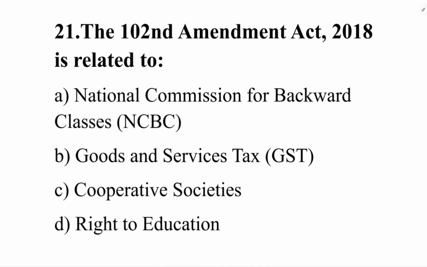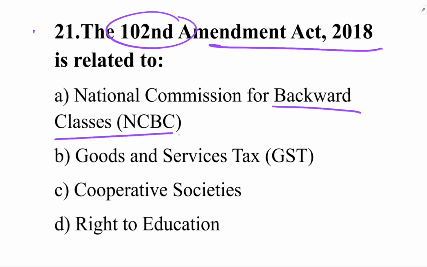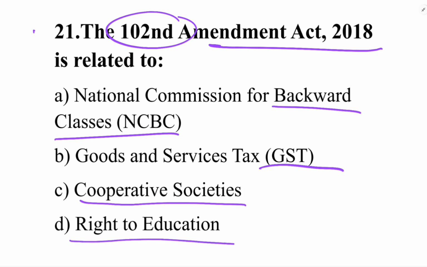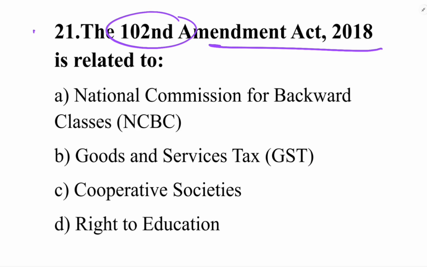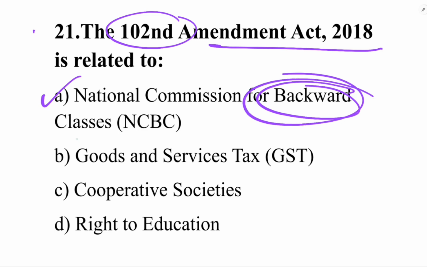Next question. The 102nd Amendment Act 2018 is related to option A, National Commission for Backward Classes. Option B, Goods and Service Tax, GST. Option C, cooperative societies. And option D, right to education. So the correct answer is option A, National Commission for Backward Classes. So 102nd Amendment is related to National Commission for Backward Classes.